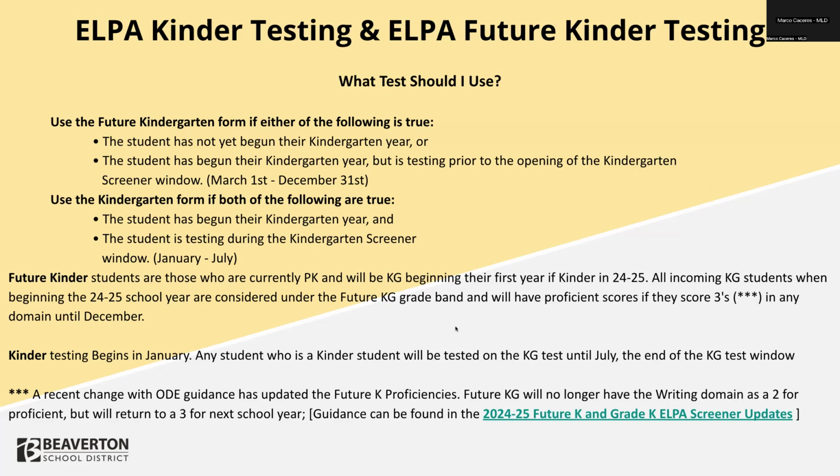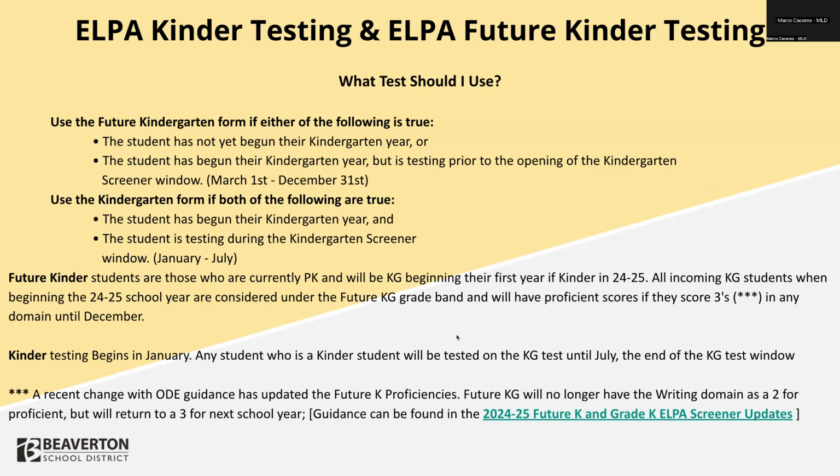One thing about the kindergarten screener is that ODE tends to fluctuate the start times. They gave us a date of like the 7th, for example, this year, and then last minute they changed it to the 9th. I know last year, 22-23, I believe it was like the 5th or 6th. So just a heads up, the actual kindergarten screener fluctuates in January and it also fluctuates in July. But it's usually the first 2 weeks in January and the last 2 weeks of July.